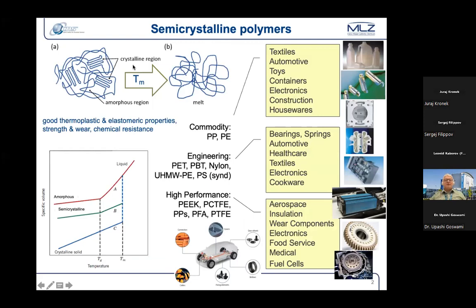Next slide. Semi-crystalline polymers, as we all know, show good thermoplastic and elastomeric properties. They show good strength and wear and good chemical resistance, and they are characterized by two temperatures, melting temperature and glass transition temperature. They are composed of crystalline and amorphous regions, and they are used in a very large variety of applications, from everyday commodities up to special fields like aerospace or fuel cells.